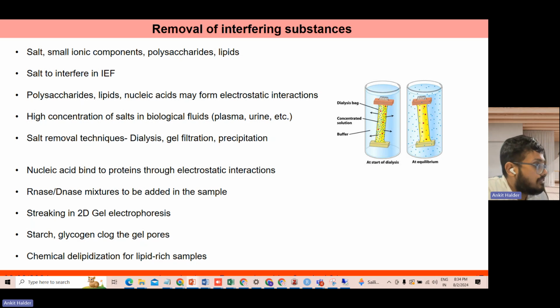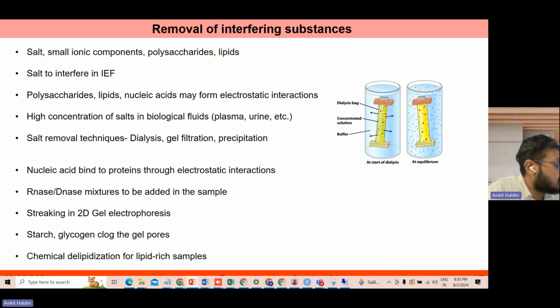Then there is a high concentration of salts in biological fluids, as I mentioned, like plasma. Then you have the urine. So if you want to understand the proteome changes in the urine in different conditions, then all those things need to be kept in mind. So what are the salt removal techniques? Salt removal techniques are dialysis, gel filtration, and precipitation. Salt is one of the major interfering agents in our sample conditions, and it needs to be removed with different techniques like dialysis, gel filtration, or precipitation.